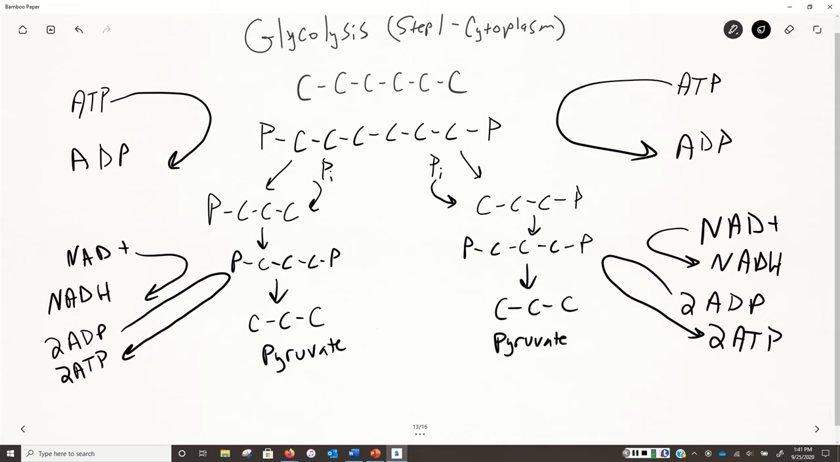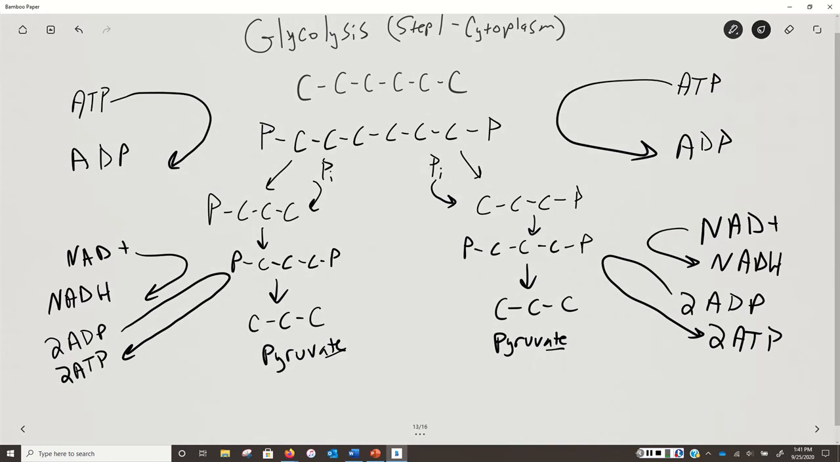Those 2 words are kind of interchangeable. They're not exactly the same thing, but for purposes of our class, we can say the suffix ate and ic acid are interchangeable. So that's the end of glycolysis. That's the end of step 1.